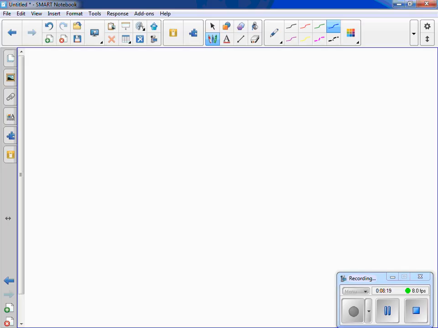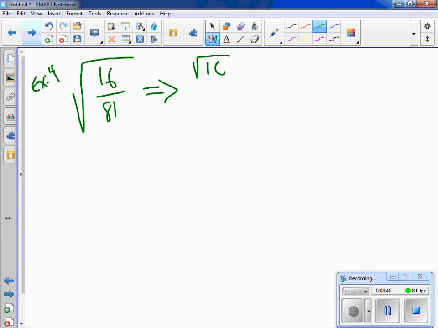Since I know you guys love fractions, let's do an example of fractions. Radical 16 over 81. So rather than look at this as one fraction, we can actually break this apart into a radical in the numerator and a radical in the denominator. So we'll have radical 16 over radical 81.